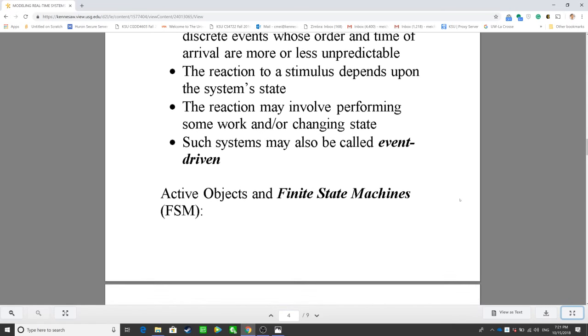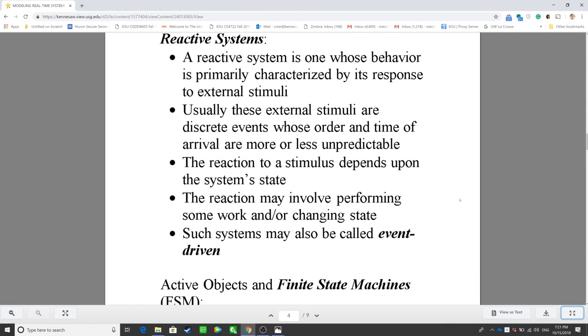Finally arrived here. The reactive system is another concept. Just let you know that a reactive system is one whose behavior is primarily characterized by its response to external stimuli. Usually these external stimuli are discrete events whose order and time are random, less predictable. The reaction depends on the system's state, and the reaction may involve performing some work or changing the state. That's why we need the state diagram, the state machine, to model this.